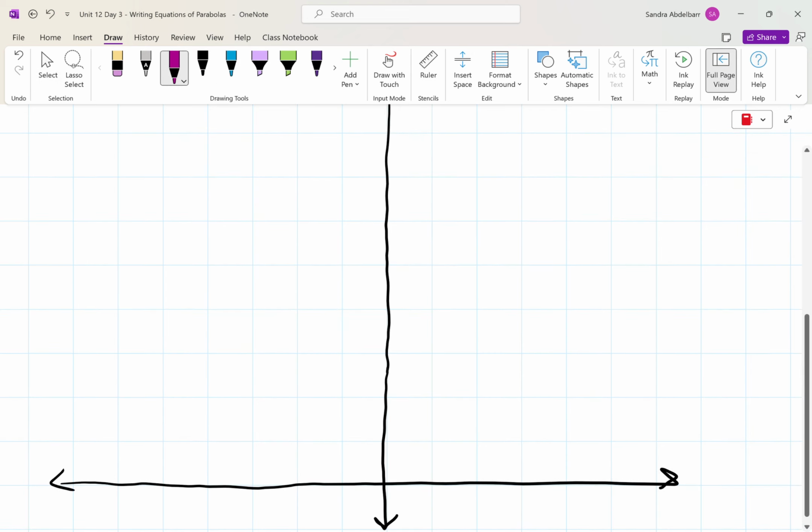Okay, so our vertex here, I'm making a graph, is going to be the point 2, 3. And then I'm going to have the y-intercept be 0, 5.